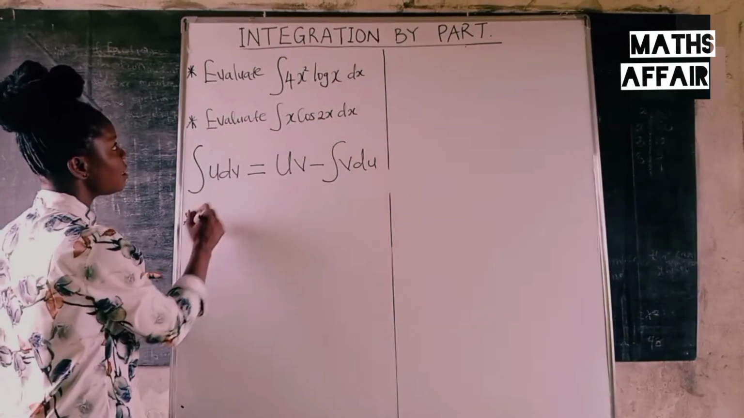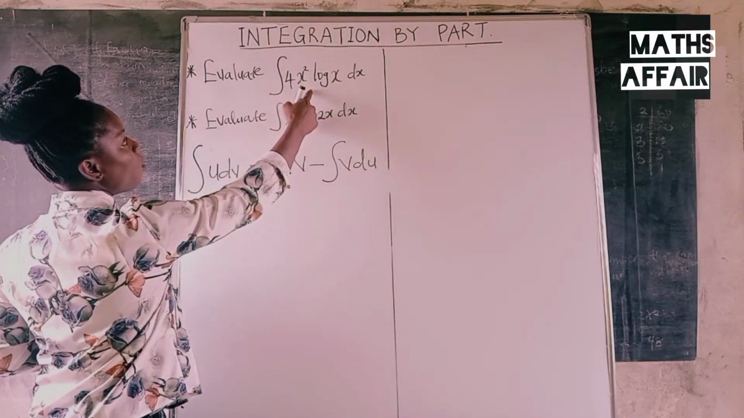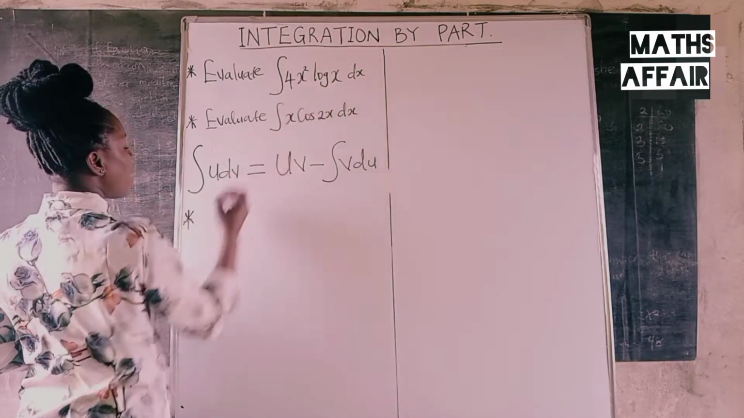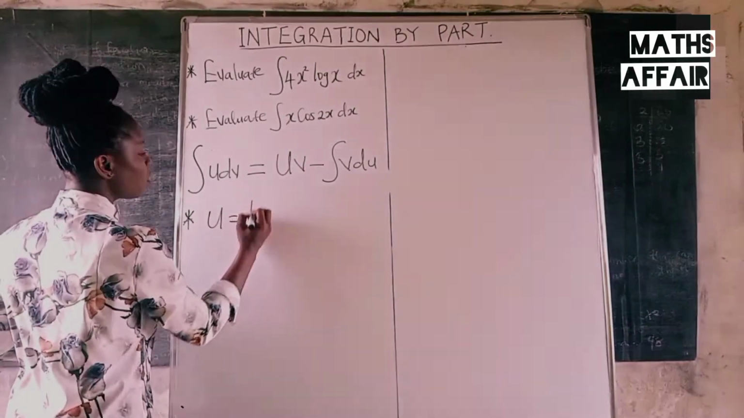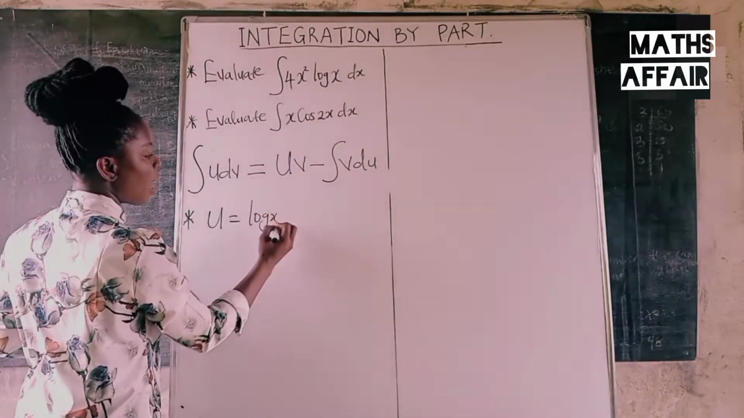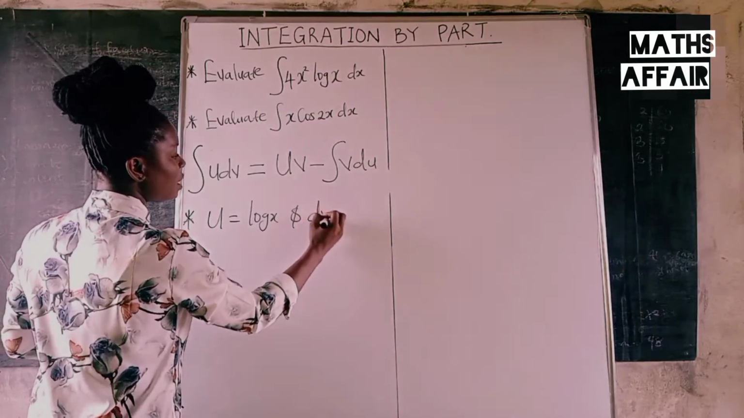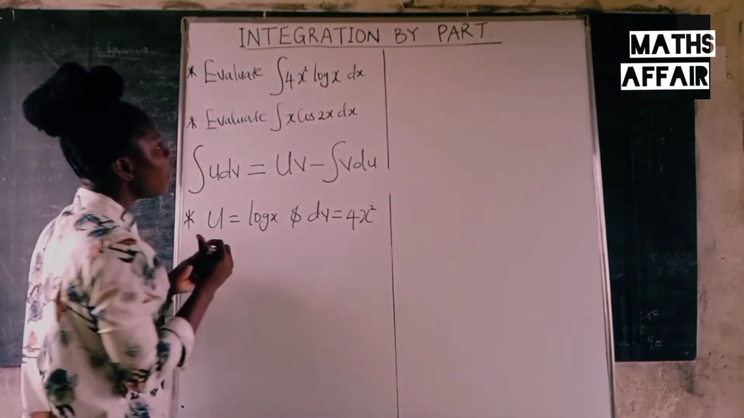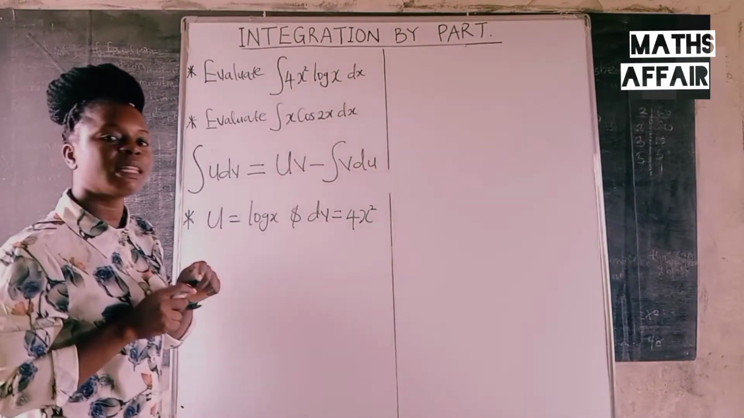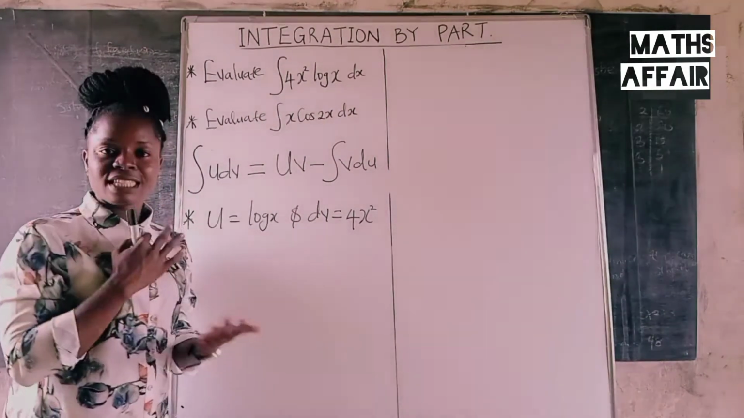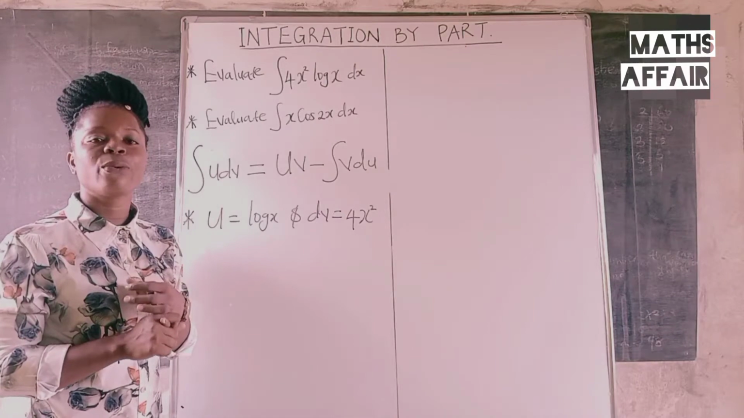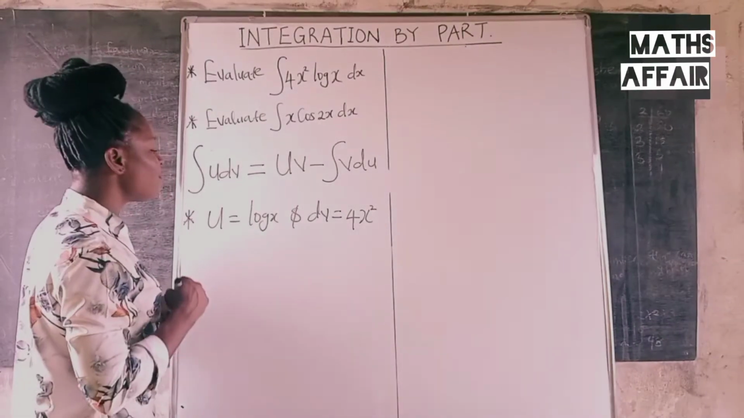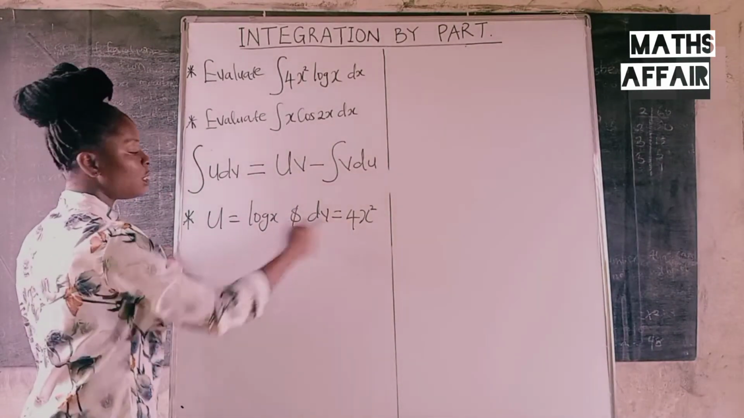If we have this 4x squared log x, I'll pick my u to be log x and my dv to be 4x squared. Remember, in integration by parts, the most important thing is what you're integrating: your u and your dv. So now, if you have your u to be this and your dv to be this, you will find your du.